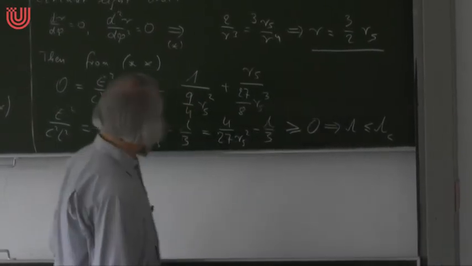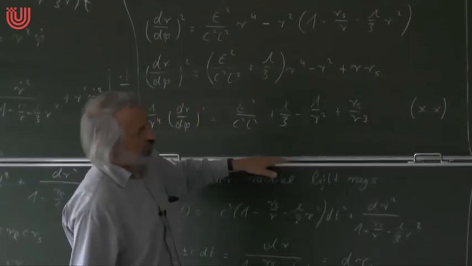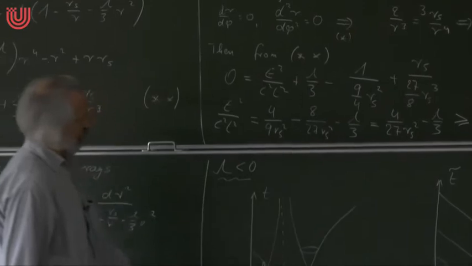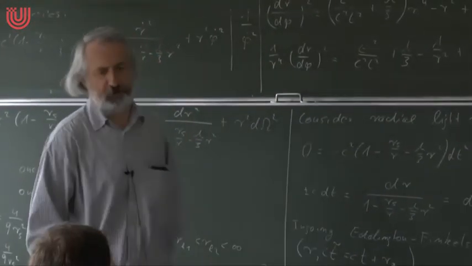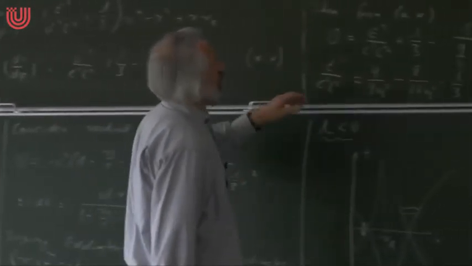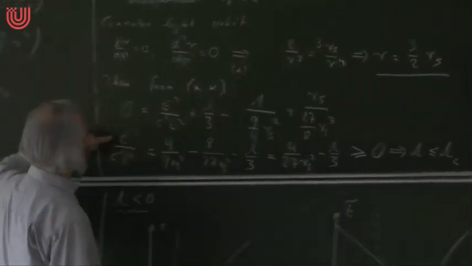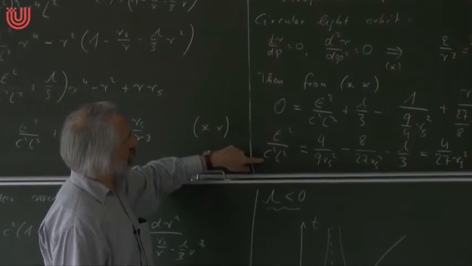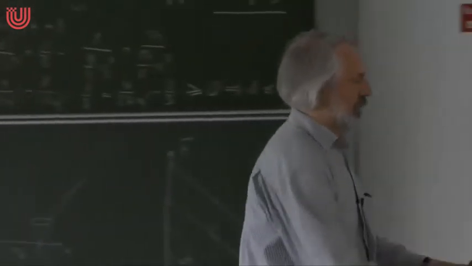Which was clear from the observation that light must go towards the left in this diagram all the time. So now we can calculate the shadow. Now we know at which radius value the circular light orbit occurs, and we also know the value of the constants of motion. And that's enough for calculating the shadow.